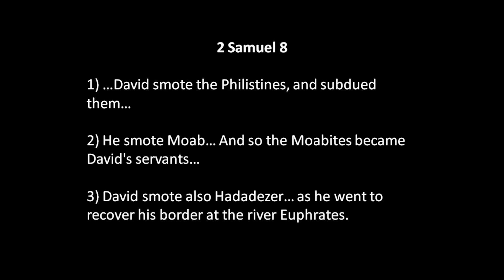2 Samuel 8 and verse 1, David smote the Philistines and subdued them. 2 Samuel 8 in verse 2, he smote Moab. So the Moabites became David's servants. Remember, that's when he had the men line up in 3 lines, and he killed 2 of the lines. He said the Moabites became his servants unto this day. Maybe out of fear, but maybe out of gratitude. He may have been taking out some of those Moabites who were oppressing other Moabites, and they didn't want that either. In verse 3, David smote also Hadadezer as he went to recover his border at the river Euphrates.